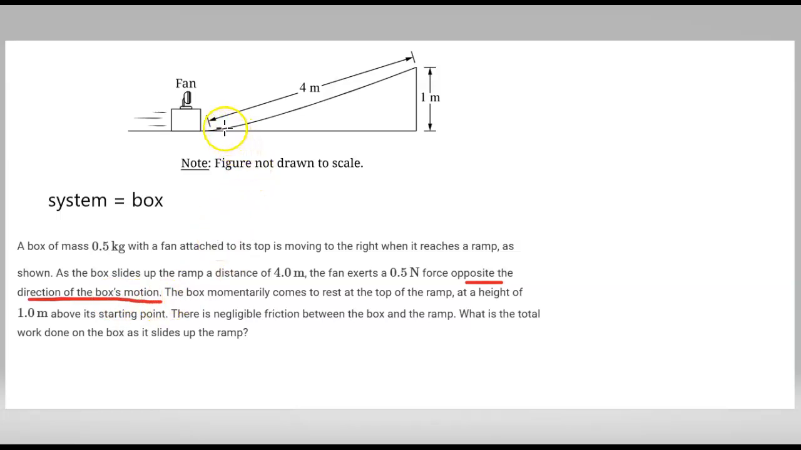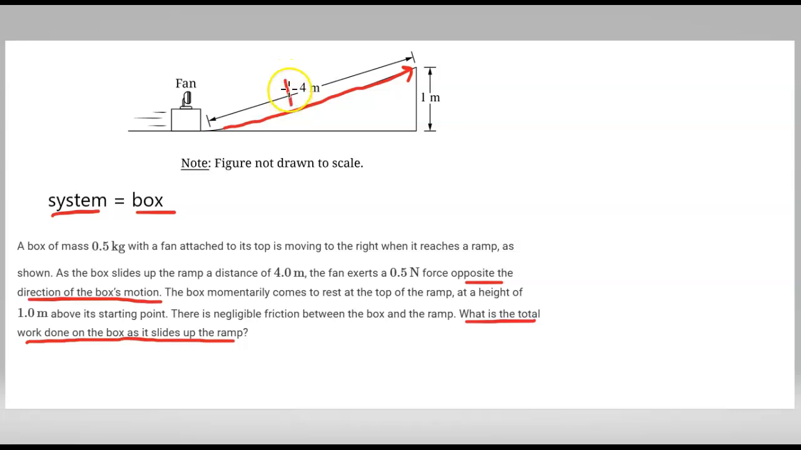Well, what's the box's motion? The box's motion is up the ramp, like so. So this is the direction of motion. Well, let's model all the forces on the box. The question says, what is the total work done on the box as it slides up the ramp? There's no mention of the Earth at all, so we cannot assume that the Earth is part of the system. We'll have to assume we're just modeling the system as the box itself. Everything other than the box is external to the box.